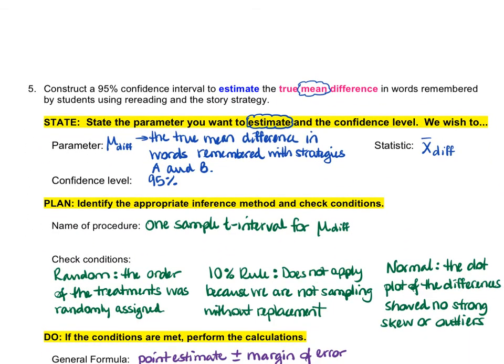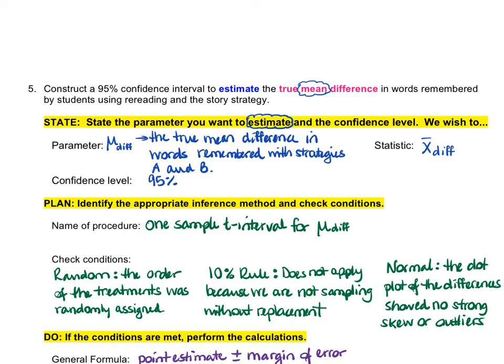The plan: we're going to say if conditions for inference are met, we will construct a one sample t interval for mu sub difference. In terms of the conditions, random: the order of the treatments was randomly assigned. Remember, if we're not randomly selecting, then we can't say that they were randomly selected. But when we have an experiment, we want a randomized experiment where each of the subjects is randomly assigned to a specific treatment or placebo group.